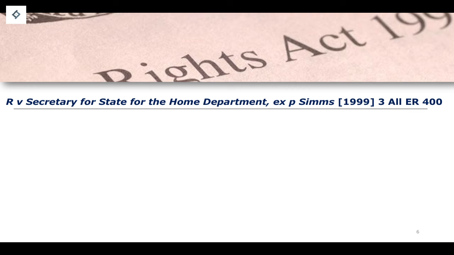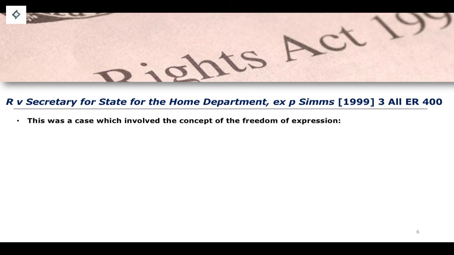Similarly, in 1999, so this is a year after the passing of the Human Rights Act, but actually a year before the entering into force of the Human Rights Act. So the Human Rights Act would be passed in 1998, but it wouldn't enter into force until the year 2000. And this is the ex parte Simms case against the Secretary of State for the Home Department.